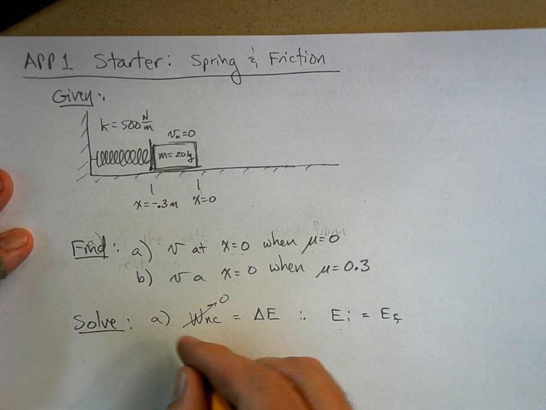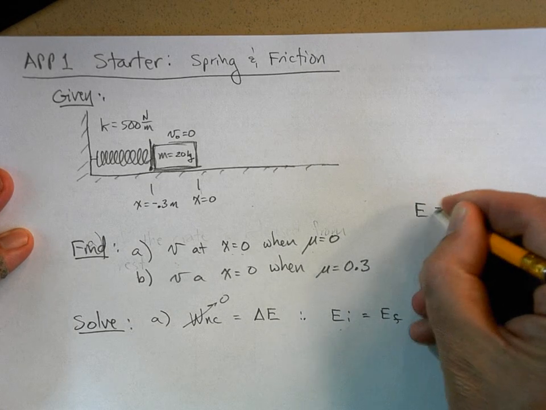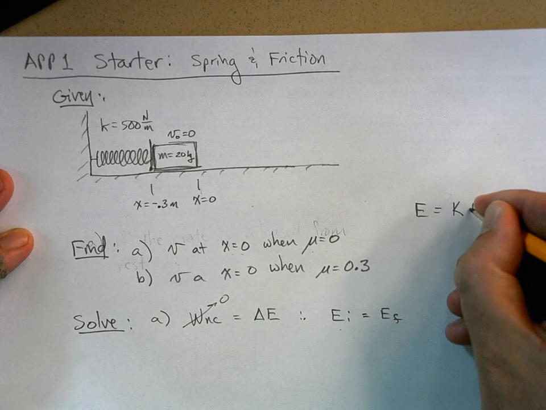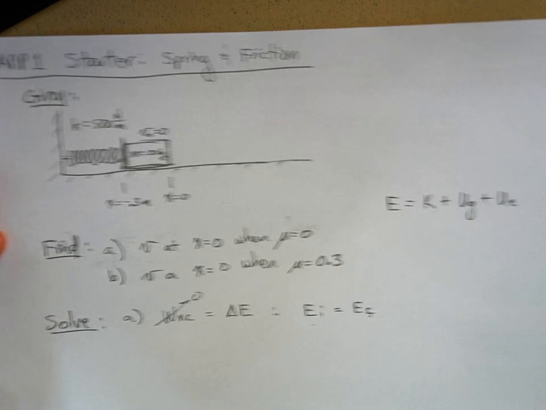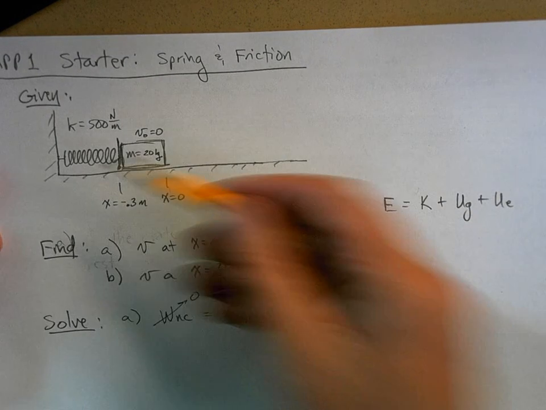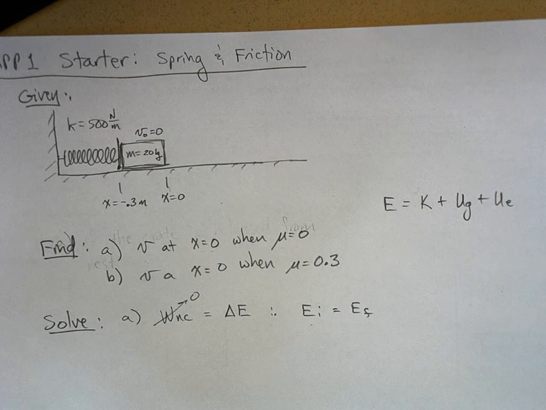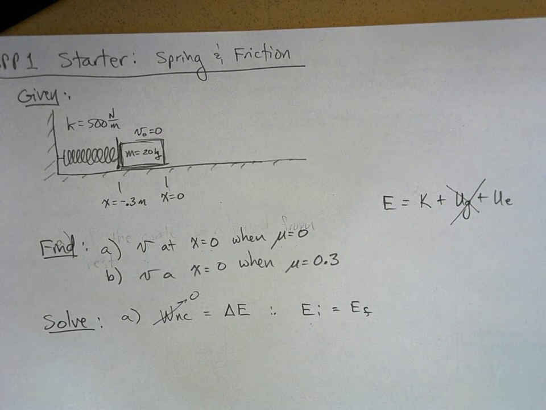Well, the mechanical energy. Remember that mechanical energy, I'll just write it here: E equals the kinetic energy plus gravitational potential energy plus elastic potential energy. That's the definition of mechanical energy. Now, in this problem, everything's at the same level. We're not changing height, so there'll be no change in gravitational potential energy, so we don't need to worry about that.